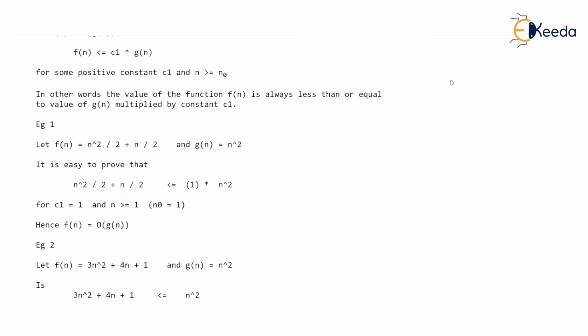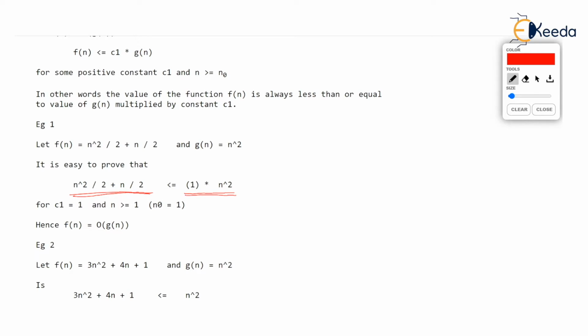So coming back to what we were solving, n square by 2 plus n by 2 is indeed less than or equal to 1 into n square. For C1 equal to 1, see that we have chosen the constant C1 as 1 was enough. And this is true for n greater than or equal to 1, so n naught is 1. Yes, it is true from 1 onwards up to infinity. Hence, we can say Fn is surely O of Gn. Fn is big O of Gn.